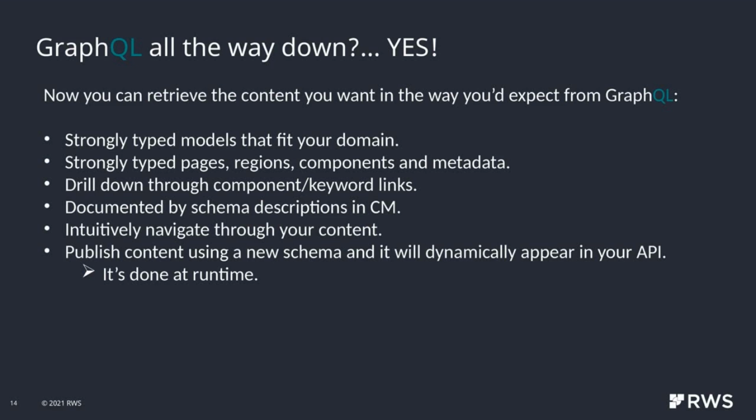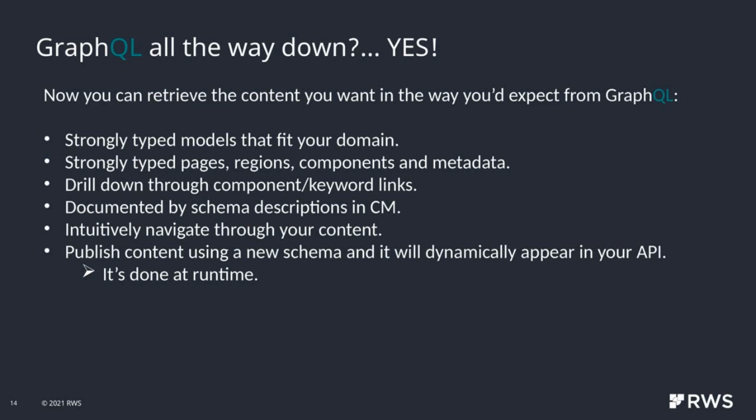If you've got a schema associated with that and a component published with that schema, then those types will be injected into the GraphQL and be available in the public content API. It works for both pages, so you can have typed pages, regions on a page, components, and metadata. So all metadata can now be typed as well, which can be useful for configurations and so on and so forth. You can drill down through components and keyword links. So if you have a keyword link or a component link field, then it knows what type of component it is, and then you can do an inline fragment, which we saw, and then drill down, and you can carry on forever. So GraphQL all the way down.